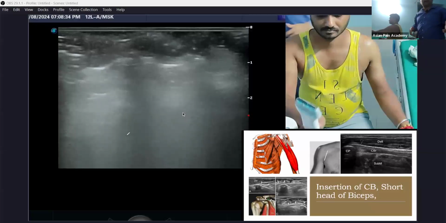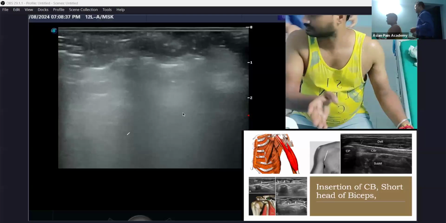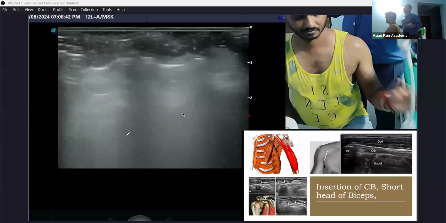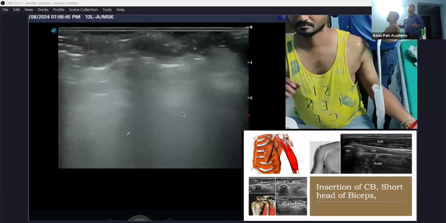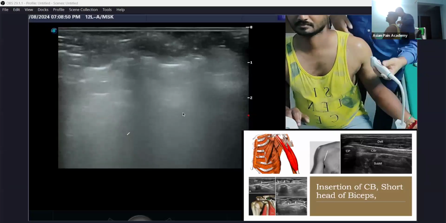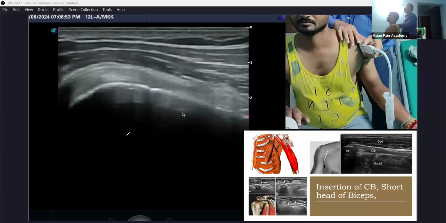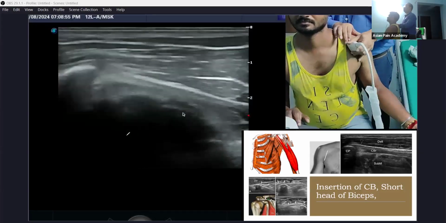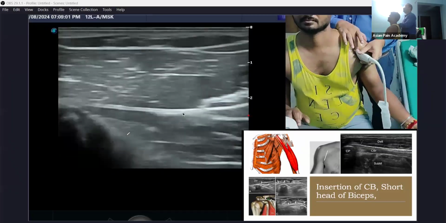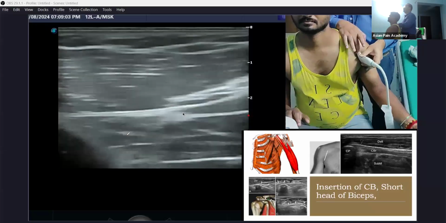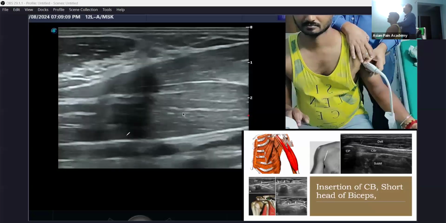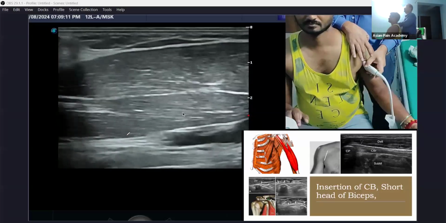But the two are different. I told you the short head of biceps is a white colored tendon. Whenever you doubt whether it is the real muscle or not, go distally and see the muscle. So here I am showing you again. This is the short head of biceps. It has to become the biceps, then only you can say that it is the short head of biceps. It has become the biceps, isn't it? The upper one has become the biceps. Then only you can understand that this is the short head of biceps.